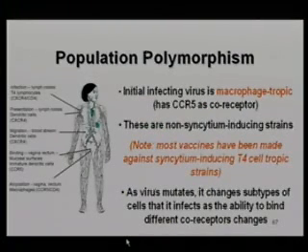So here, the initial infecting virus is macrophage tropic. It actually has the CCR5 as its co-receptor. These turn out to be non-syncytium-inducing agents. Most vaccines have been made against the T4 cell tropic strains. As it mutates, there are an enormous number of subtypes here.